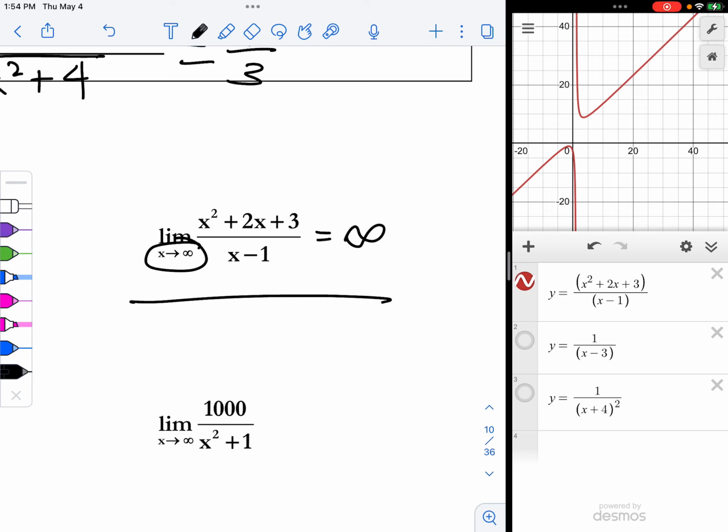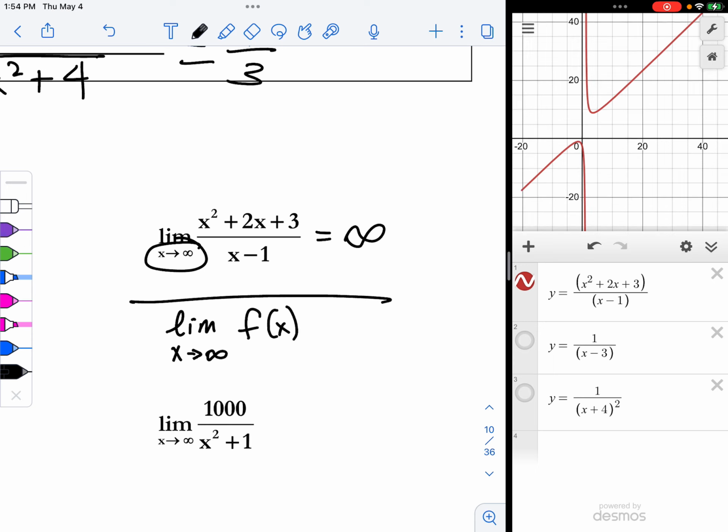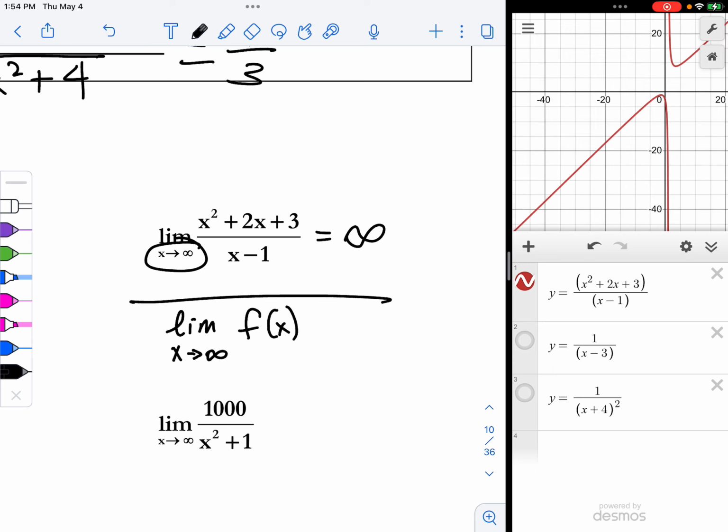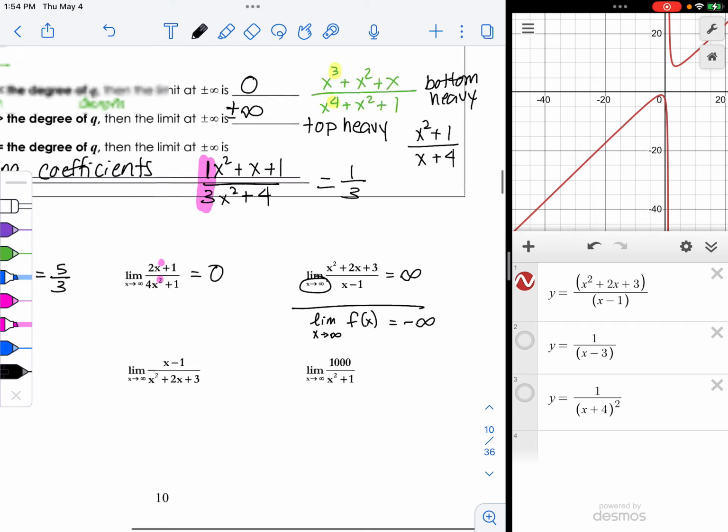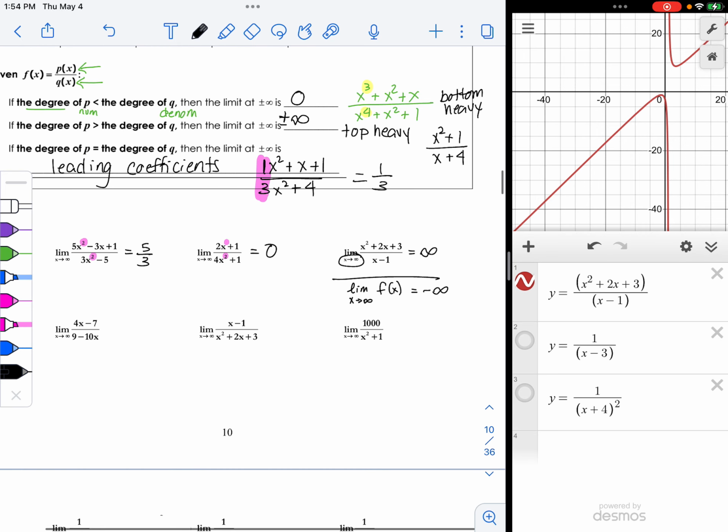Now, had I changed that question and I said, what's the limit as x goes towards negative infinity of that same function? We can kind of see the other side of this graph. As x goes more negative, my y value is also getting negative. So on any top heavy, I highly suggest that you graph it.